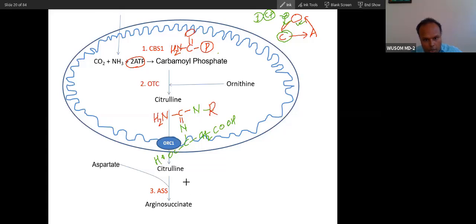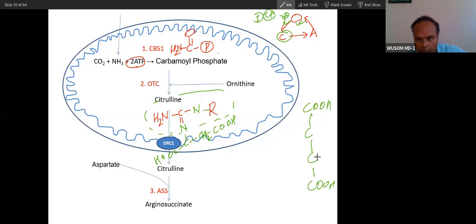This is called arginosuccinate, because you can see nitrogen added, this becomes arginine. Isn't this becoming arginine? And this is a succinic acid. Succinic acid has this, without any double bond, any CO group. So this becomes succinic acid, with this N group attached. This becomes argino-succinate, arginosuccinate. This is the intermediate.